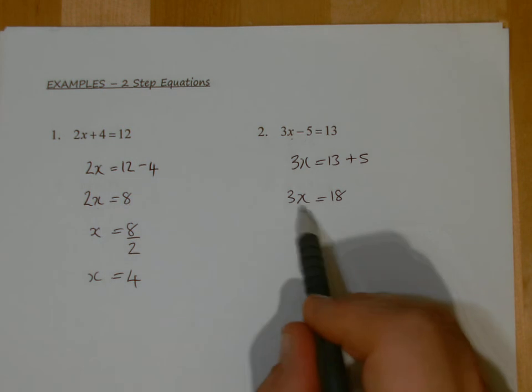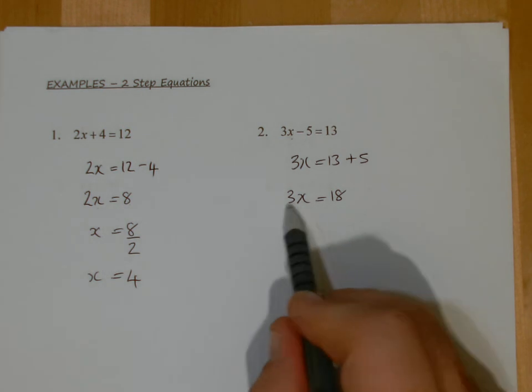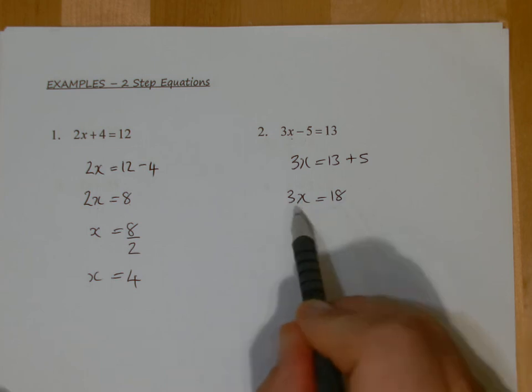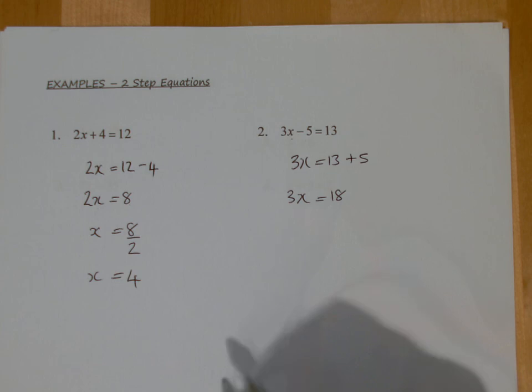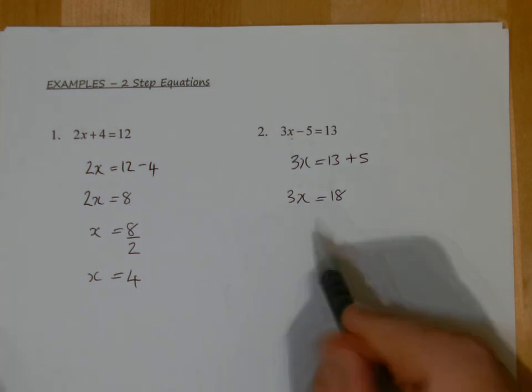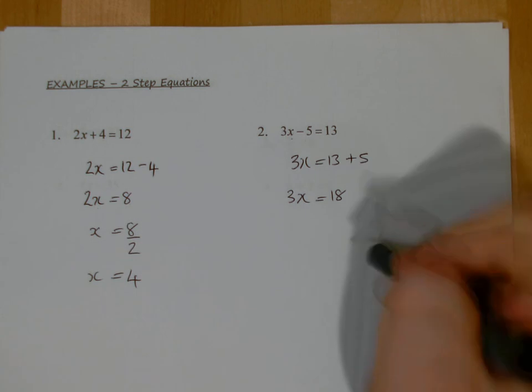And again, then you think what we've got here, well, this means 3 times x, right? 3 times x, that's what 3x is. So 3 times x is 18. So what am I timesing 3 by to get 18? Well, we know our tables, okay? Of course, it's going to be 6, isn't it? How do we show it on paper?